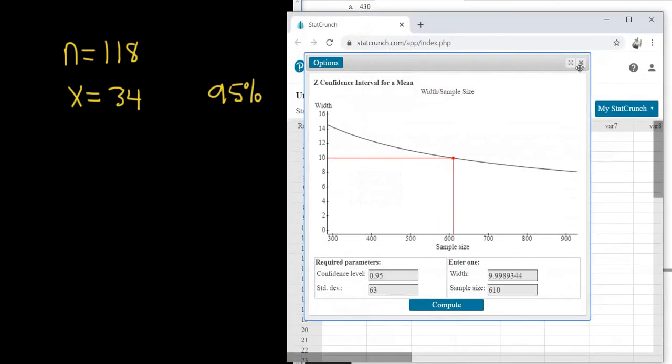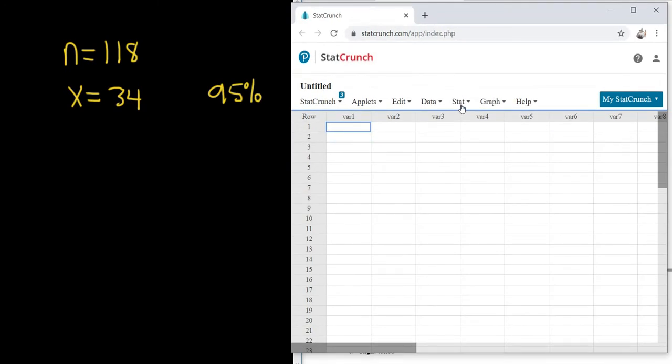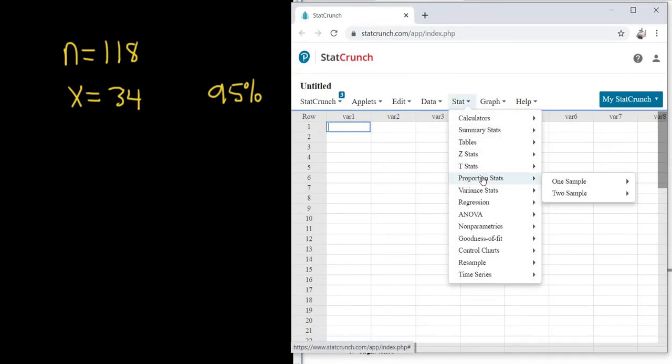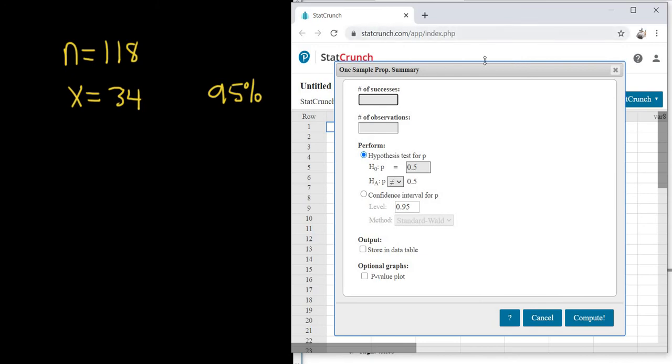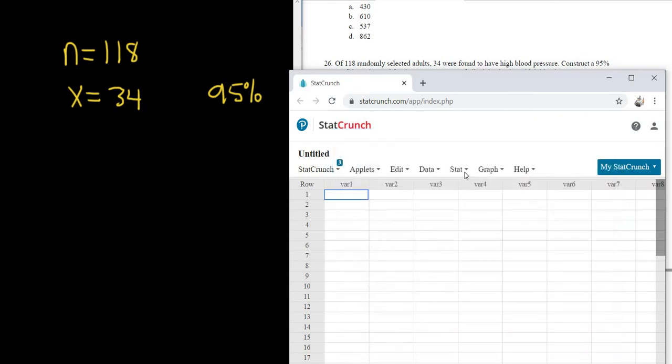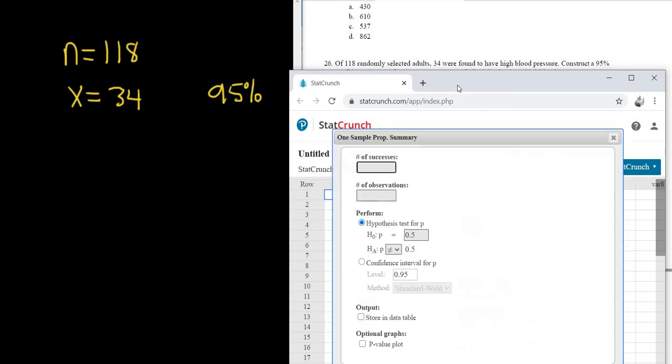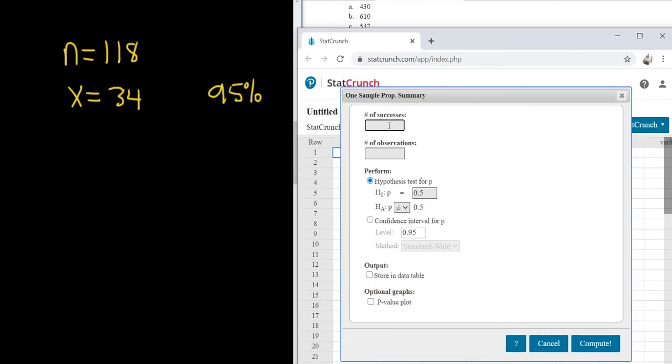So basically, we go to StatCrunch, and we're looking for a confidence interval for a percentage. All you do is go to Stat, Proportion Stats, and then One Sample, and then it's With Summary. Whenever you have a confidence interval for a proportion or percentage, all you need to do is find n and x. Again, let me do it again in case you blinked. Stat, Proportion Stats, One Sample with Summary, always. Successes is the 34. Observations is 118. And it's a confidence interval, and we want 95, so I'll leave it there.